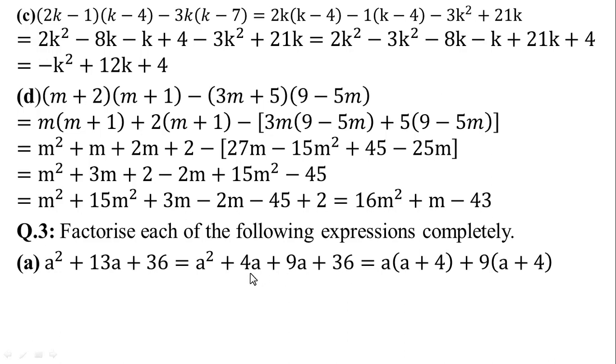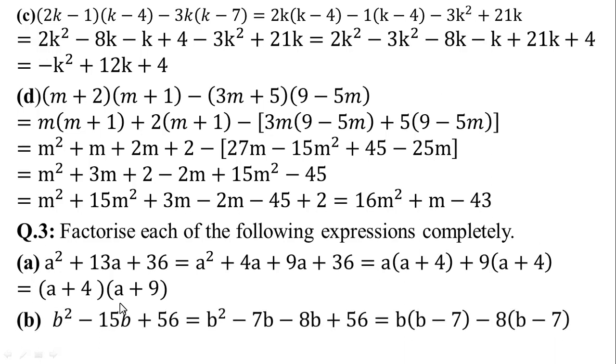9 fours are 36, and 9 plus 4 answer is 13. So we have a square plus 4a plus 9a plus 36. Then taking the common a, we have a into a plus 4 plus 9 into a plus 4. So the answer is a plus 4 into a plus 9. Now the first part answer is a plus 4 into a plus 9.